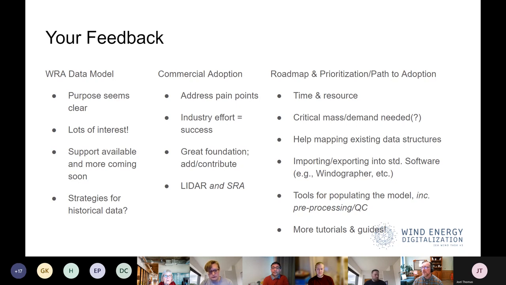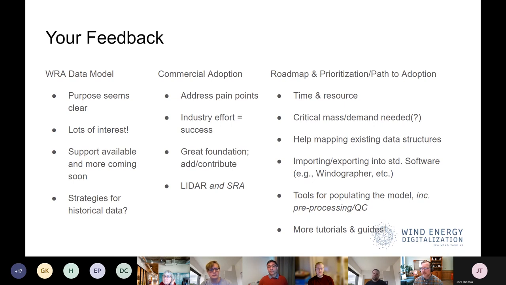Of note, tools for populating the model, including pre-processing. That surprised me too, as it did Jason and perhaps some others. Gibson raised a really good point: should we be building tools, or do some of those tools really already exist in downstream analysis tools that folks typically use today? These would be the DNBs, the WinPros, the Windographers, and others in that category. Will they really fit the bill once those tools have provided full support for the data model?